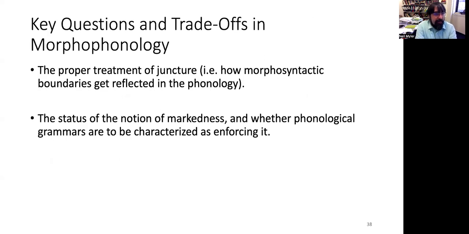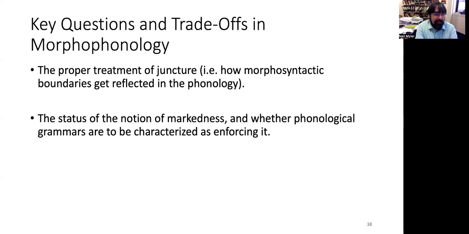Other key questions: the proper treatment of juncture, so how morphosyntactic boundaries get reflected in the phonology, and the status of the notion of markedness and whether phonological grammars are to be characterized as enforcing it. On the proper treatment of juncture, I think the hopes for an account which doesn't violate strict modularity lie in the sort of work that manifests itself in the paper by Nancy Kouhler from 2008 that we read, and also in Newell 2024, her WOMP talk that we discussed late in the semester.